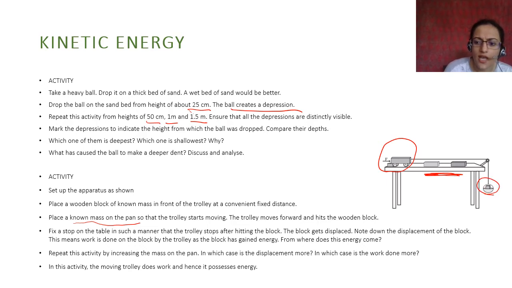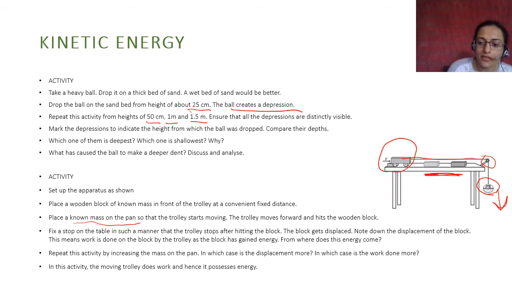So you have this, and in order to have some, this is a pulley system, okay? This thread is connecting it directly to this. So you put a certain mass, and this mass gets pulled down by gravity. ठीक है? तो gravity से ये pull होगा, तो indirectly this will also get pulled, right? So fix a stop on the table in such a manner that the trolley stops after getting hit by the block. The block gets displaced.